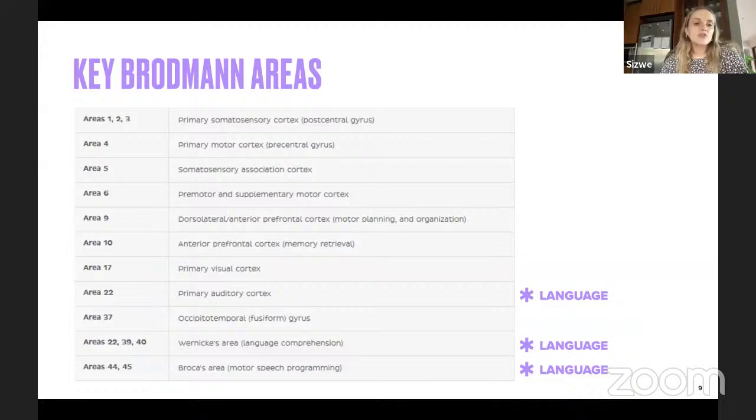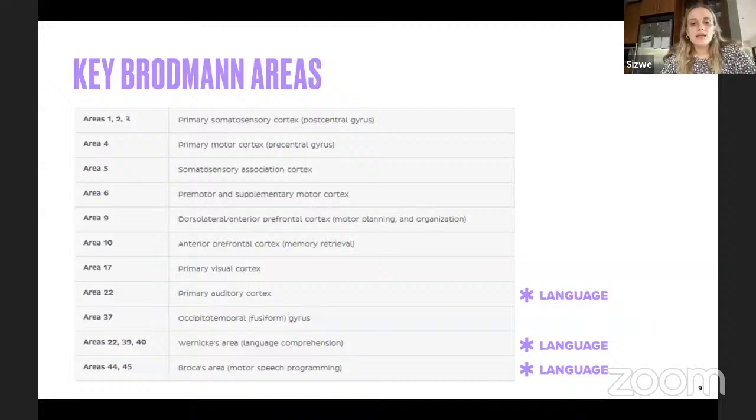Area 17 is your primary visual cortex. Area 22 is your primary auditory cortex. Area 37 is your occipitotemporal or fusiform gyrus. I know, big words. I don't even think they attempted these kinds of words on Grey's Anatomy. Bless them. But anyway, and then you can see again, area 22 comes up.